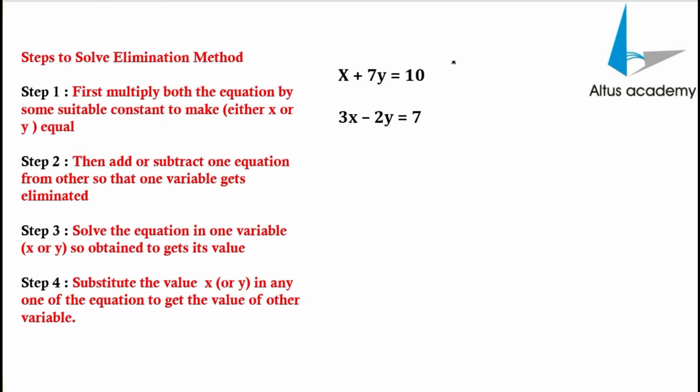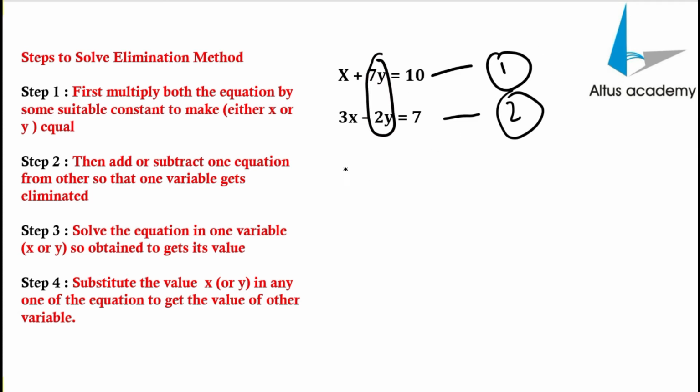As you can see on the screen, these are the two equations I have with me. The first equation is x plus 7y is equal to 10, and the second is 3x minus 2y is equal to 7. So this becomes my first equation and this becomes my second equation. Now we have to follow the steps. We have to multiply both equations with a suitable constant. I want to make the y terms equal so that they cancel.